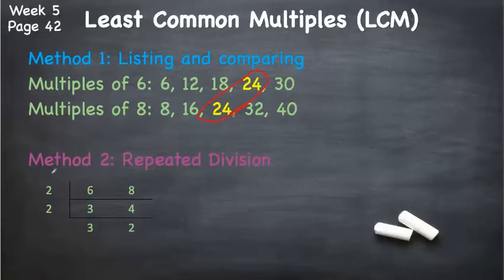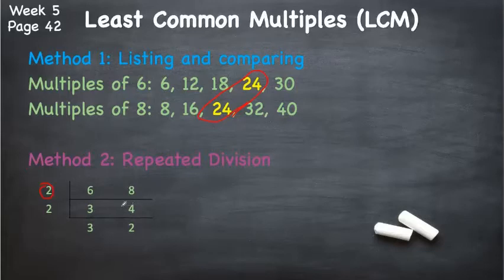Now, that's method 1. Method 2 is repeated division, or the cake method. This is a favorite of most students aside from method 1 because it's easier, right? So we have 6 and we have 8. All we have to do is find the common factor that we can divide 6 and 8 by. That common number is 2, right? So 6 divided by 2 becomes 3. 8 divided by 2 becomes 4.